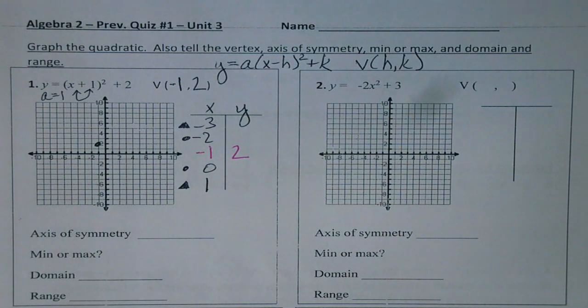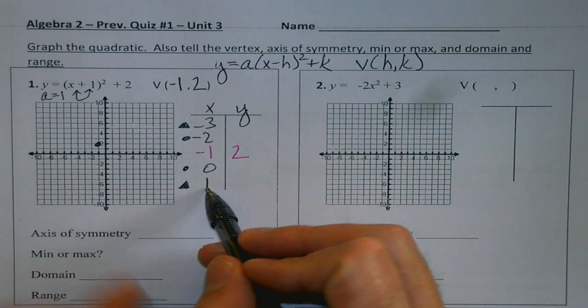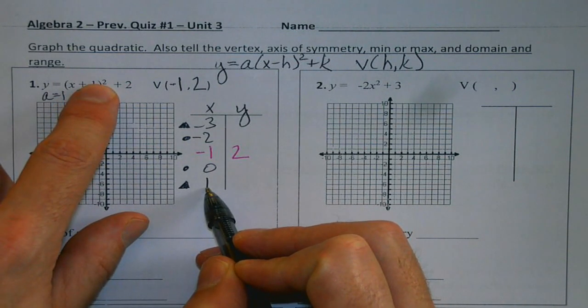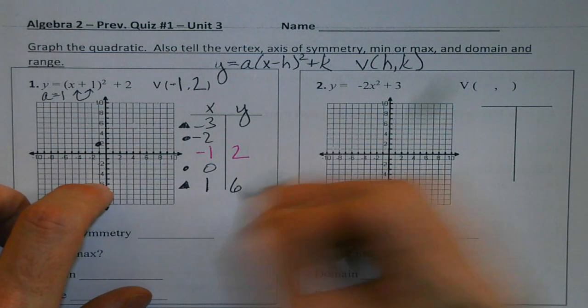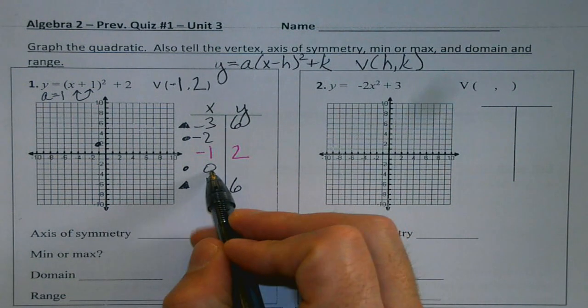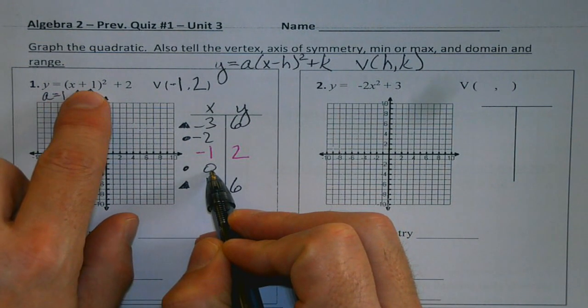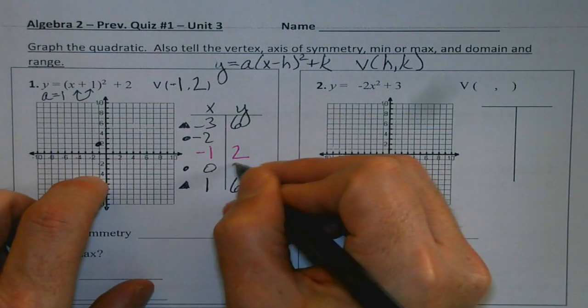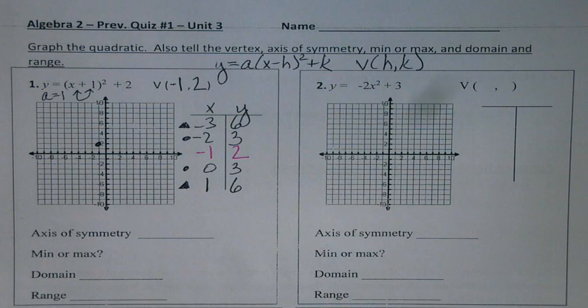Now I think this is easy enough. I can handle this on my own. 1 plus 1 is 2. 2 squared is 4, plus 2 is 6. That covers me on both of those. And then I love 0. 0 makes life easy. 0 plus 1 is 1. 1 squared is 1, plus 2 is 3.